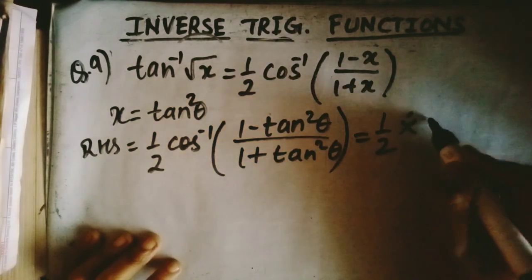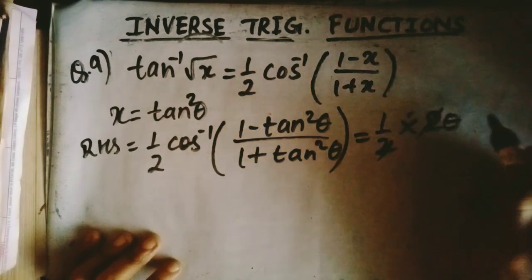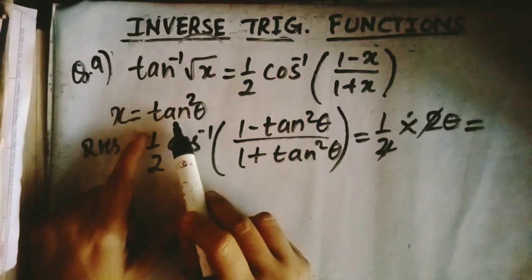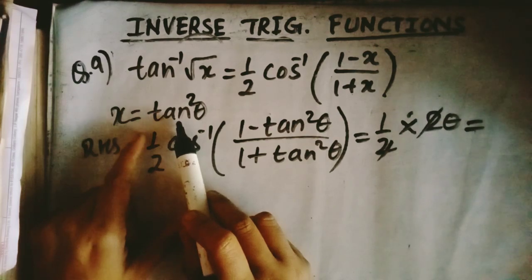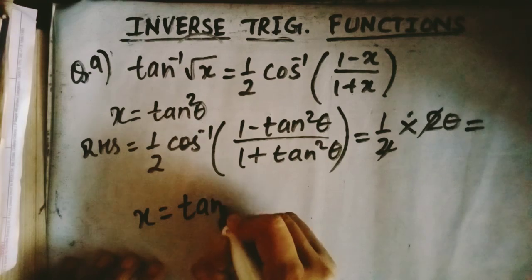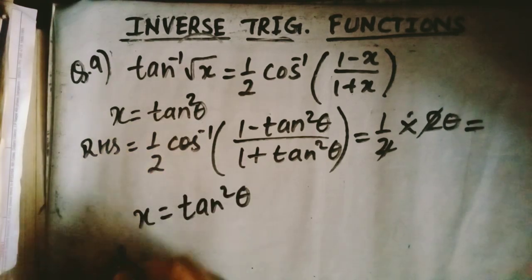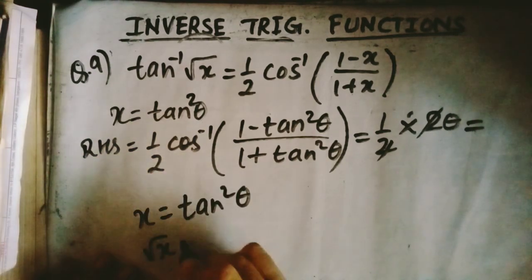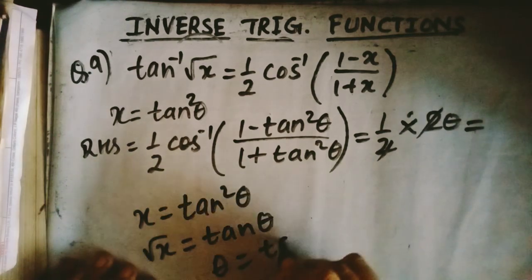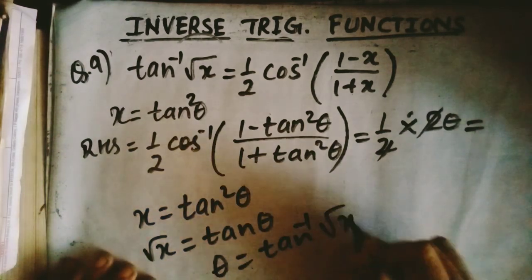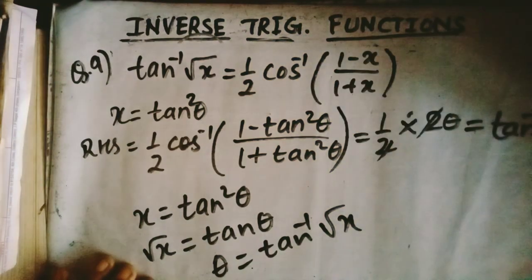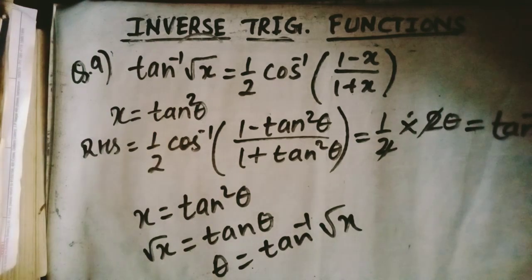So you can write 2 theta, so it will be theta. And theta is tan inverse of this. You can write x equal to tan square theta. Taking root on both sides, root x equals tan theta. So theta will be tan inverse of root x. This is the answer, the required result.